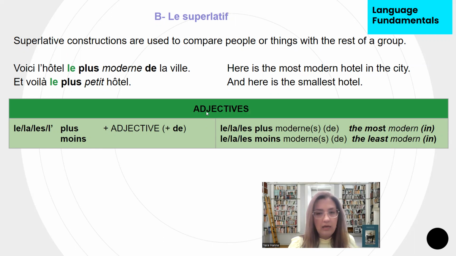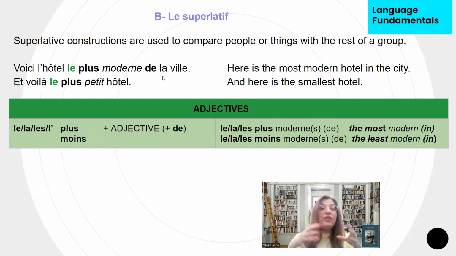So here are the structures. For adjectives, we say for the superlative, and notice for the comparative, we don't use le, la, or les before plus ou moins. In the superlative, we use le, la, les, and l' to say the most, the least. Okay, le plus, so we can say le, la, les, l', one of these, and plus, plus adjective, plus de. Okay, it's because we're comparing one item to a group of items.